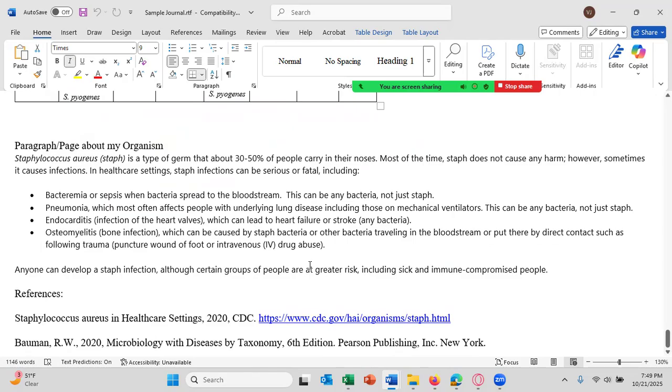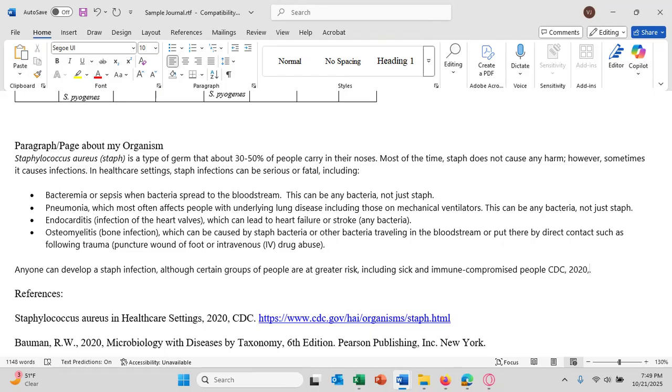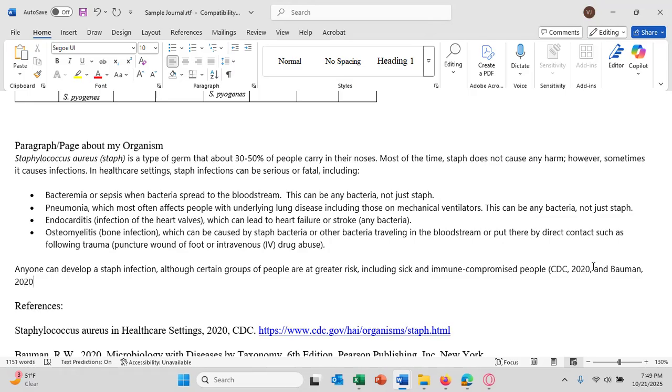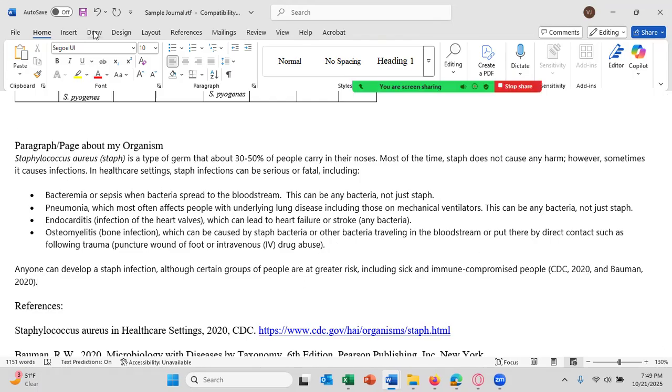Let me see if I can do that right now. There, now I have the index citation in there. All right, any questions about this project?